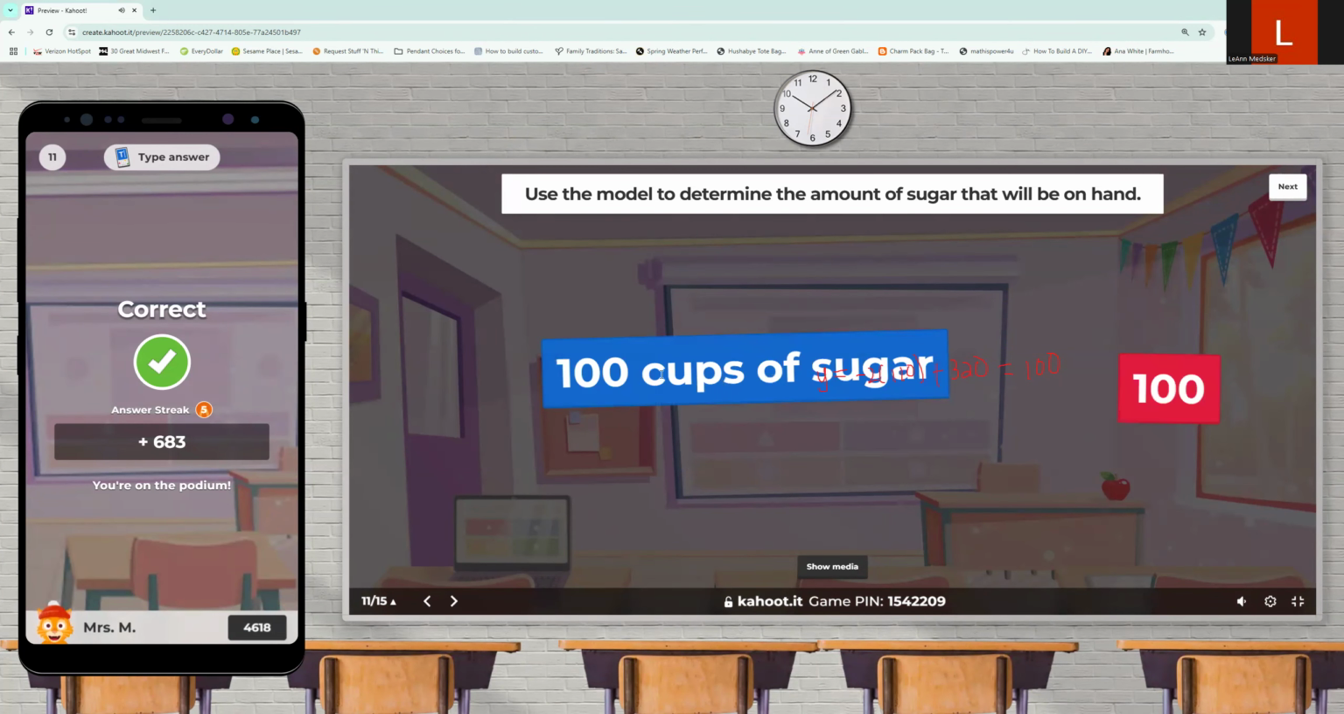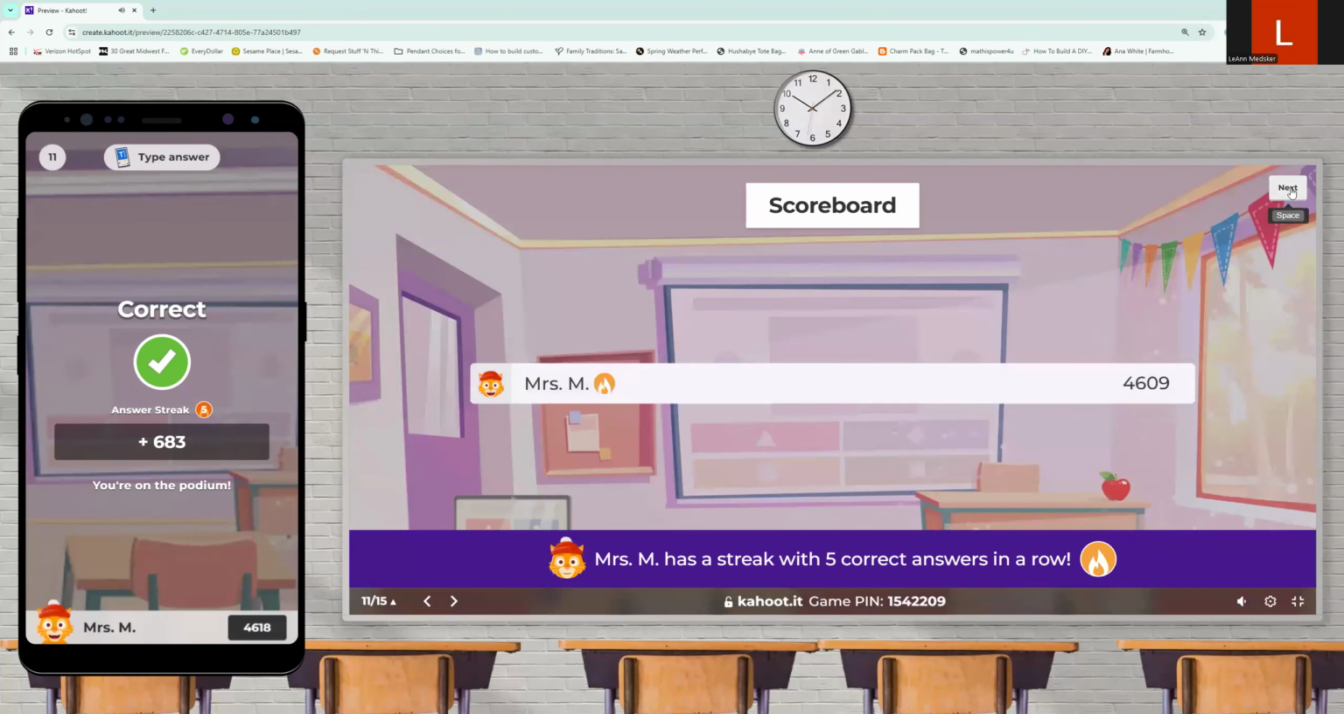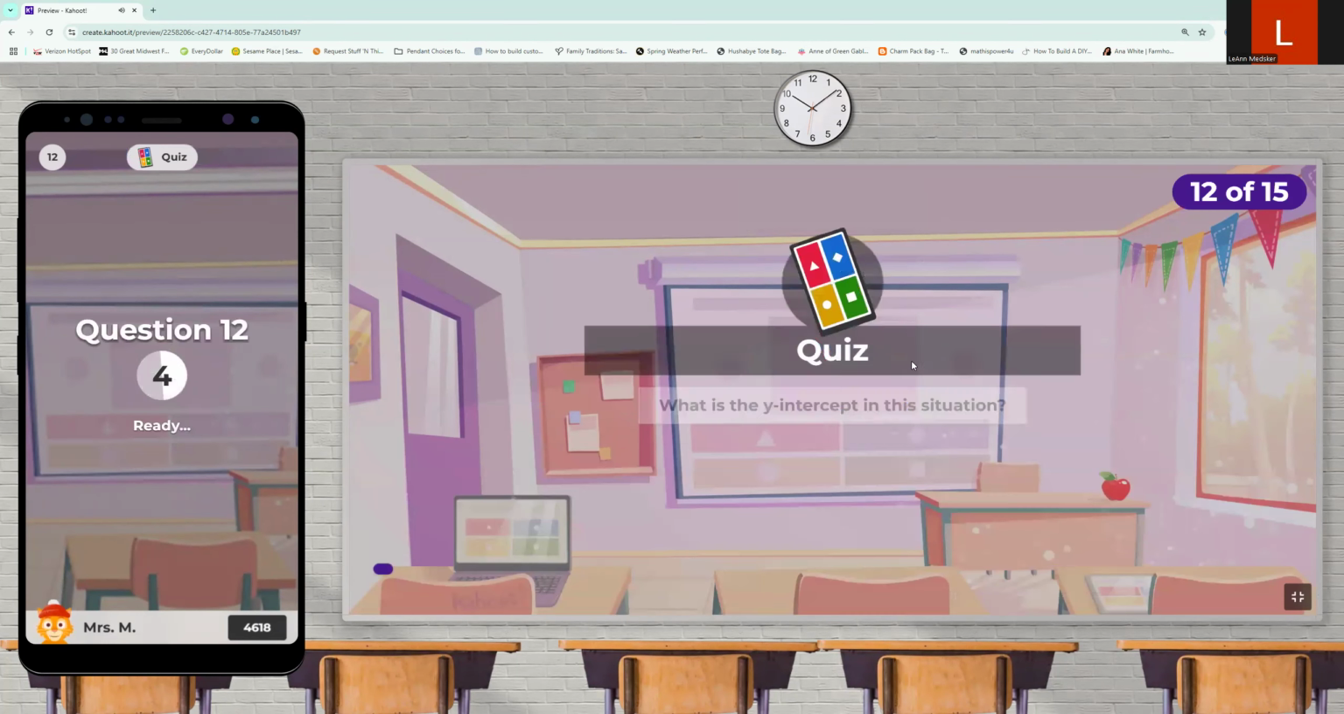And yeah, you could have also typed in the units. Sometimes I don't force that on the Kahoots because that's a lot of typing. So 100 cups of sugar would be left. Okay, then we look at our next one.